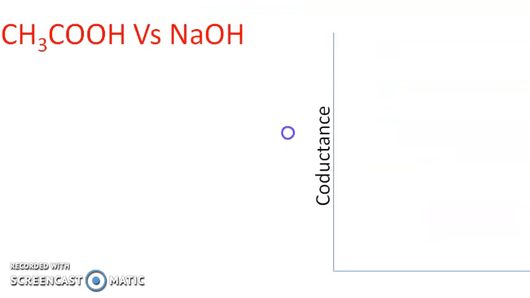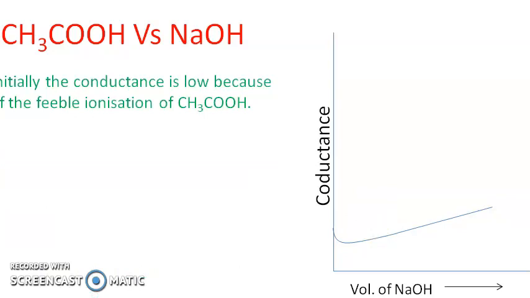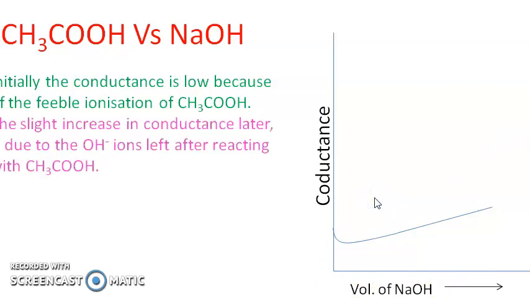The plot of conductance versus volume of NaOH will look like this for a reaction between weak acid and strong base. In the plot you can see initially there is a small dip in the conductance. That is because of the feeble ionization of acetic acid. The conductance values come down, and then slowly the conductance value increases because of the conductivity of OH minus ions left after reacting with acetic acid. And also some amount of acetate ion will be present from sodium acetate.